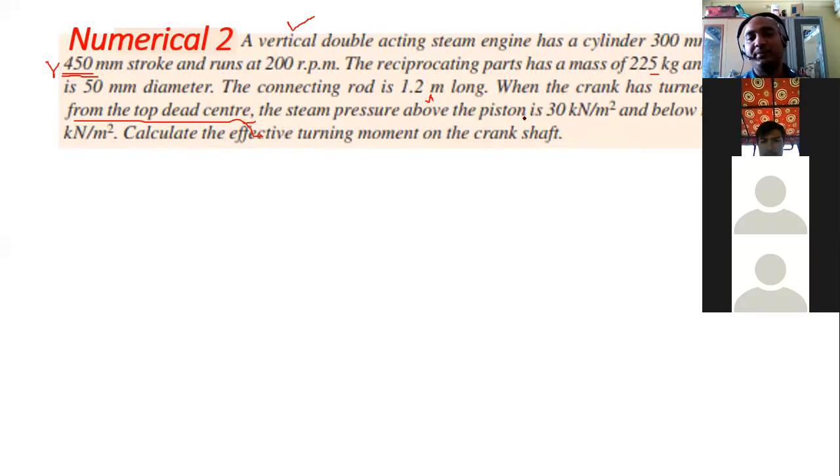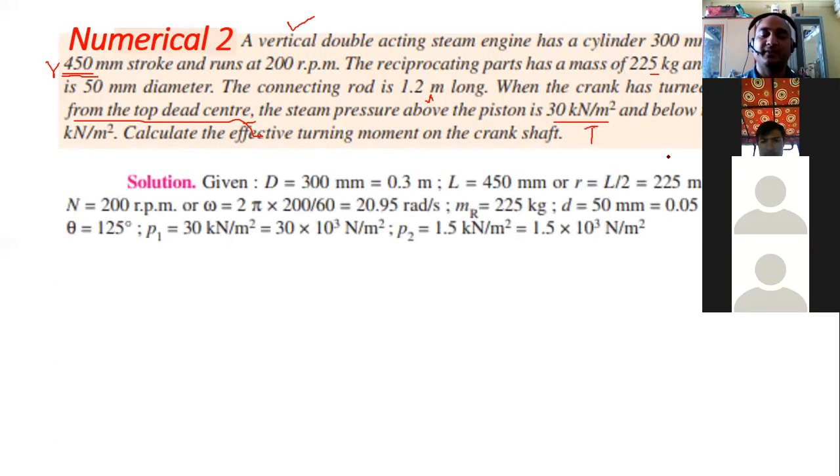The steam pressure above the piston is 30 kilonewton per meter square. So this is P1, given, because it is above the piston, and below the piston 1.5. Below means what? On the crank side, that is P2. P2 is given over here. Calculate the effective turning moment on the crankshaft. So turning moment means what? Capital T is asked. Now we are going to solve this problem step by step.